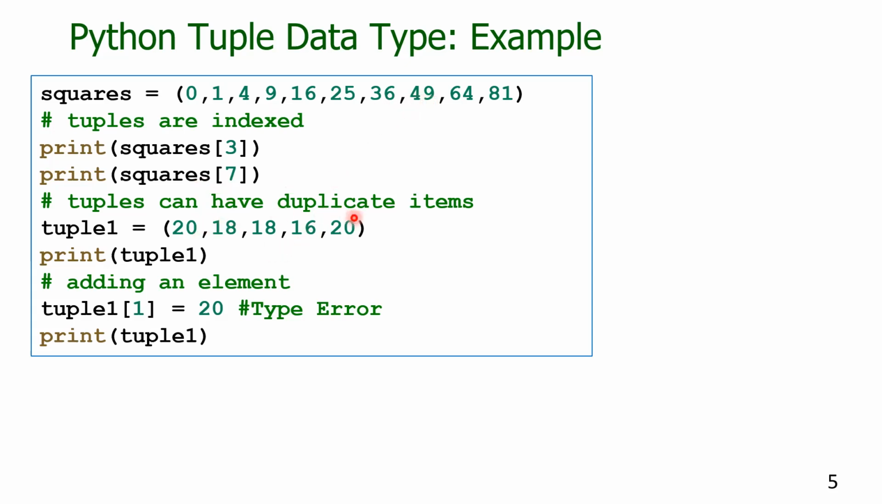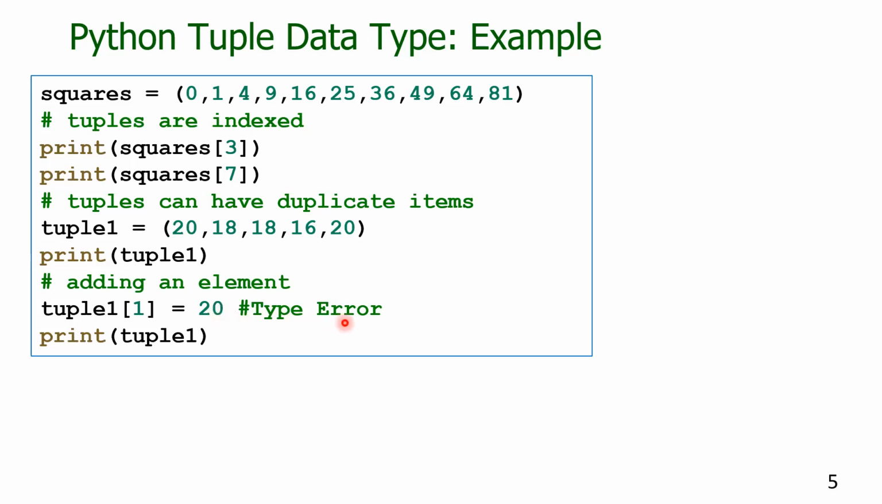And tuples can have duplicate items also. That means you can include the elements which are duplicates in a tuple. And you can see the statement where we are trying to assign tuple 1 of 1 equal to 20, which is an assignment statement. That means we are trying to modify the tuple. So since tuples are immutable, this particular statement returns a type error.